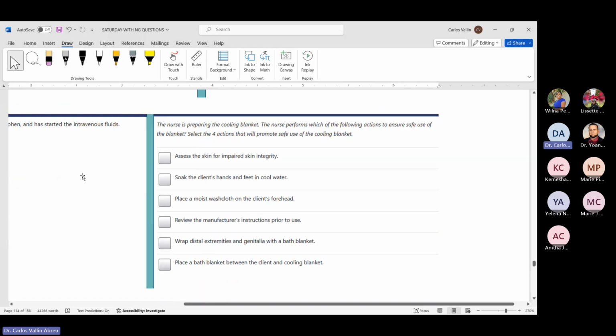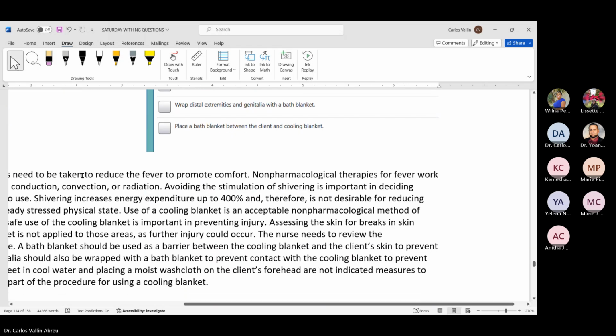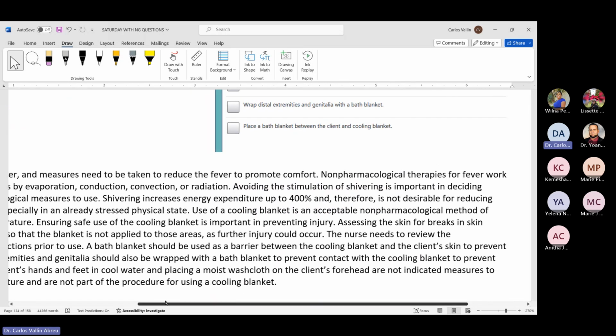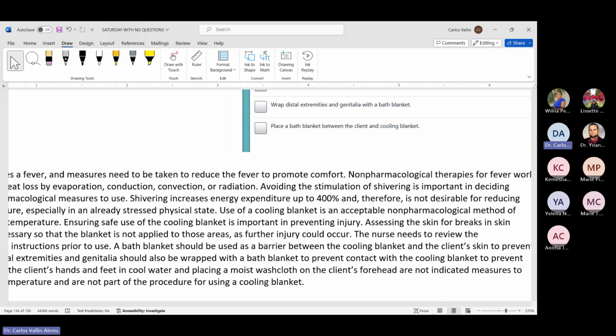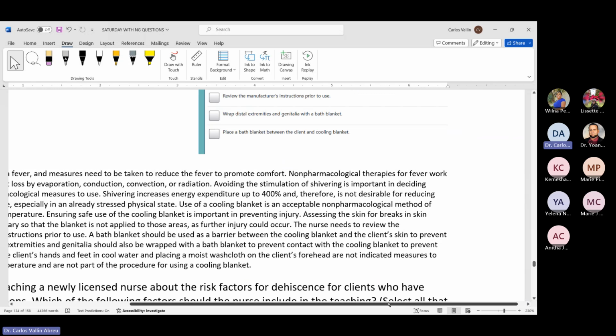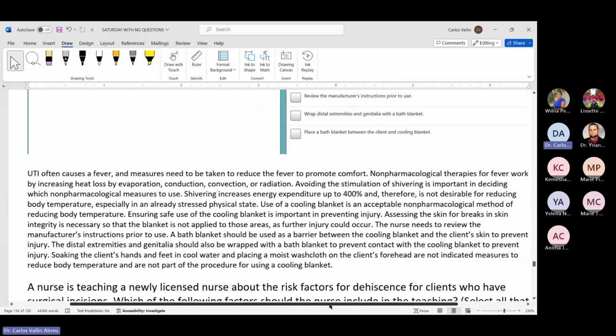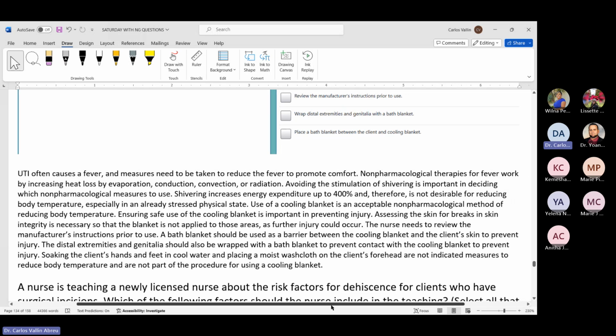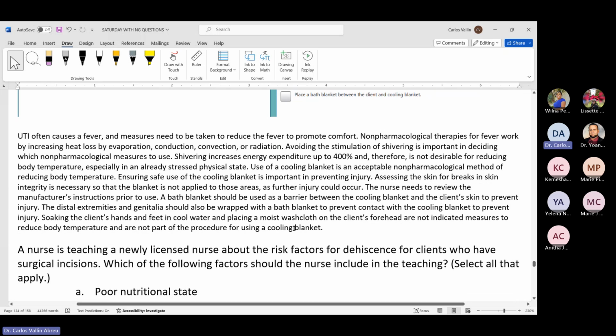Nevertheless, I brought some literature here in this scenario to educate ourselves. So after I give you my recommendation for test purposes, it is for the test, because this preparation is to prepare for the test. UTI often causes fever, and measures need to be taken to reduce the fever to promote comfort. Non-pharmacological therapy for fever works by increasing the heat loss by evaporation, conduction, convection, and radiation. Those are the four ways of getting rid of heat.